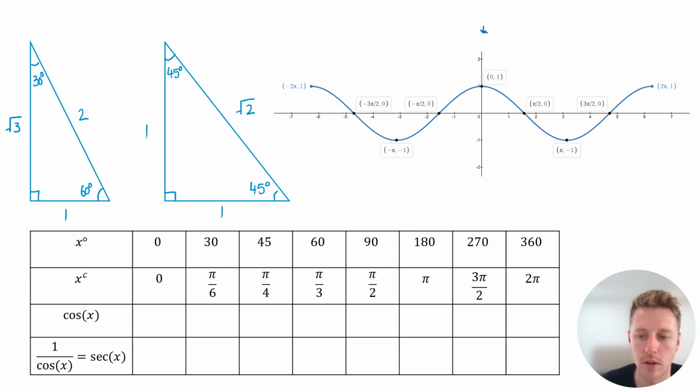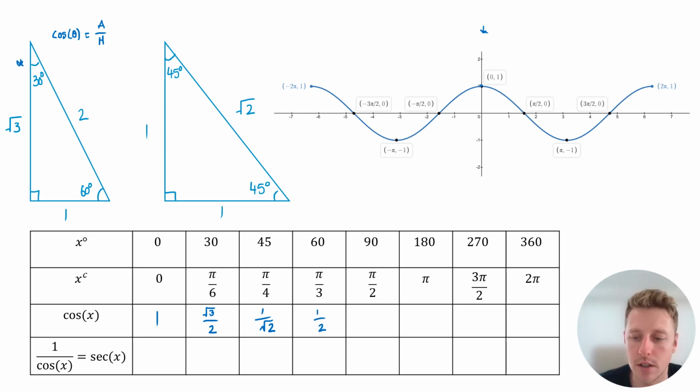So just a quick recap, cosine of 0 is 1, because when we have 0 radians or 0 degrees, we're up here at 1. Cosine of pi on 6. Okay, let's look at our triangles here. Pi on 6 is 30 degrees. We're standing at 30 degrees. Cosine of some angle is equal to the adjacent side over hypotenuse. So that's going to be root 3 on 2. Okay, this one here is going to be 1 on root 2. This one's going to be 1/2.